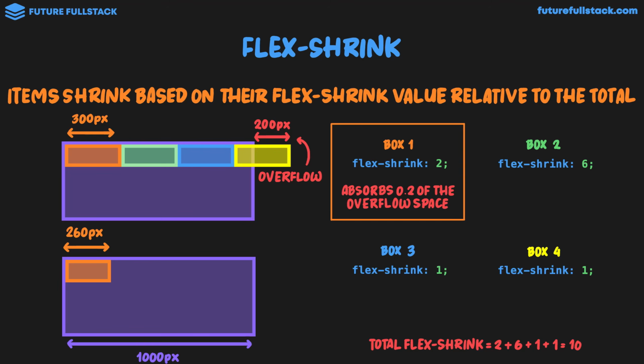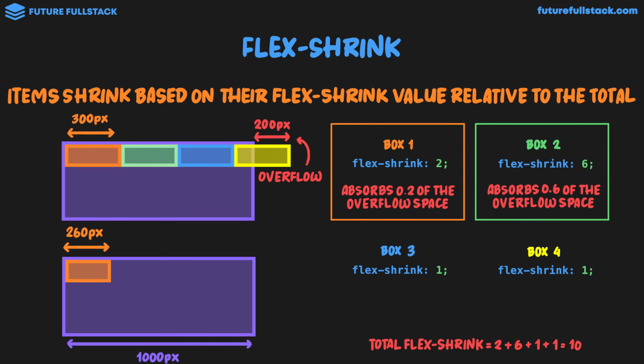For box 2, it's going to absorb 0.6 of the overflow space. 0.6 is from box 2's shrink value of 6 divided by the total 10. The overflow space is 200 pixels. 0.6 times 200 pixels is 120 pixels. So box 2 is going to reduce by 120 pixels, which means the new width of box 2 is 180 pixels. That is 300 pixels minus 120 pixels, which is 180 pixels.